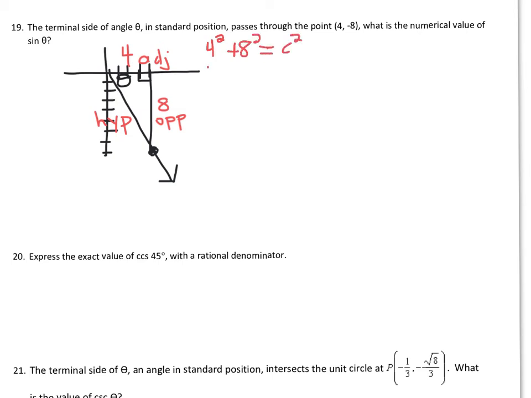Okay, so 4 squared is 16, and 8 squared is 64. I'll bring down the equals c squared. Now, if you add together 16 and 64, that gives you 80. And now, to get rid of the square, we're going to take the square root. So I'm going to bring down the c.